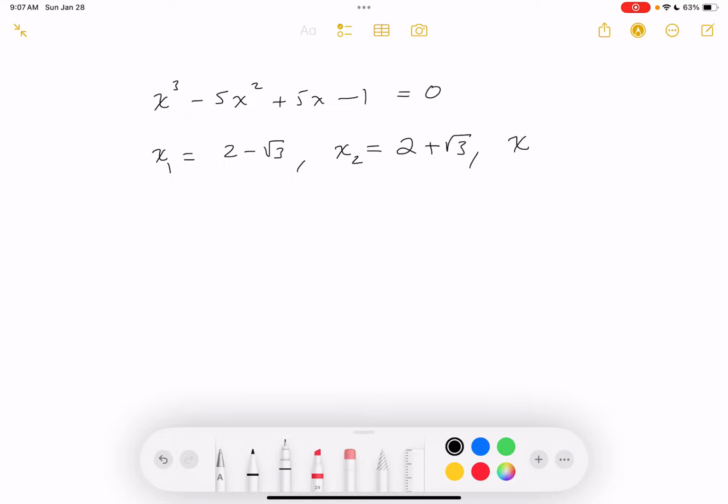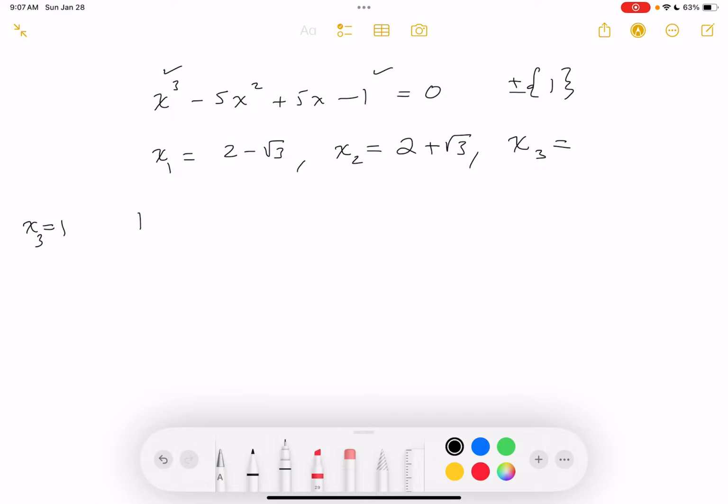Now the third one has got to be rational. The reason being, if it wasn't rational, I'd have a conjugate of it. But the bottom line is, I'm going to use the rational root theorem, and the only possibilities are plus or minus 1. So let's try 1. Maybe I should write that down, trying 1 as a root. And I'm going to see if that works. If it does, it's the final root.